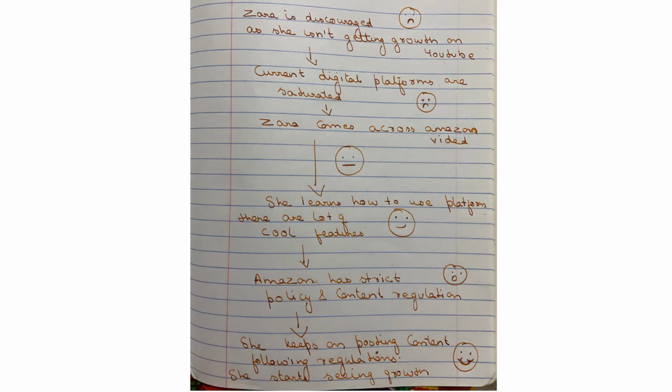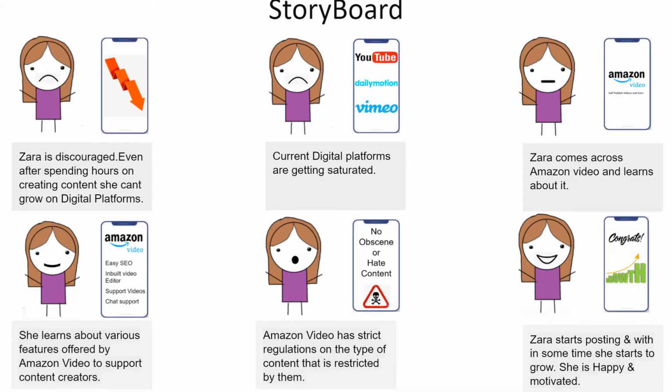This is how I created my storyline on paper first, and this is how I came up with my storyboard example. My storyboard is a very effective communication tool and visualization tool which helps the UX designer to present how your solution helped the user in solving their problem.